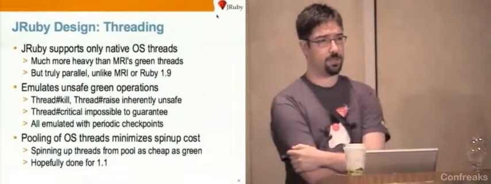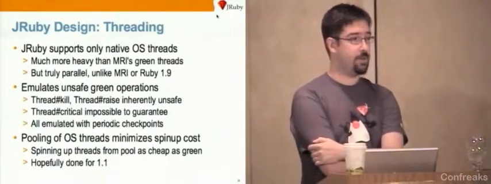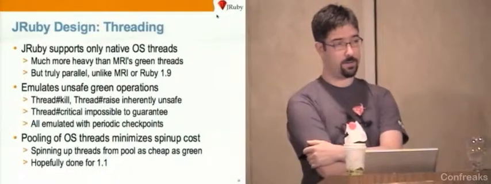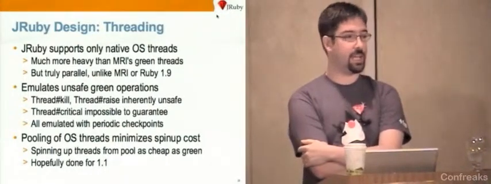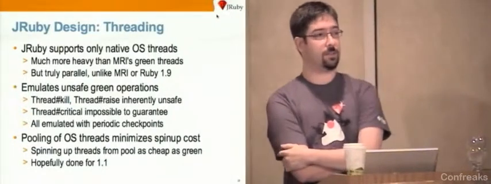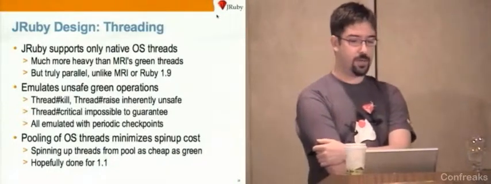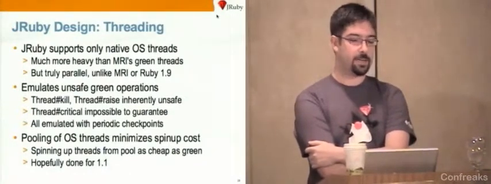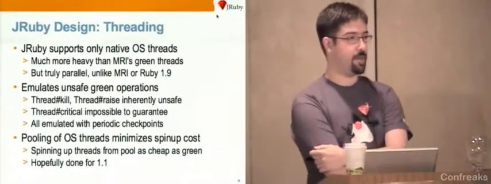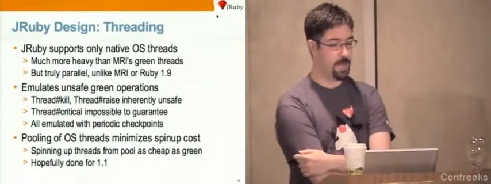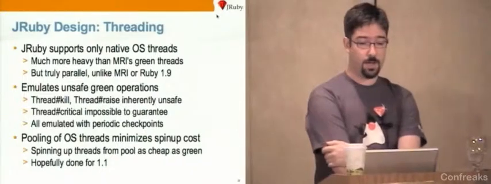We do also still emulate all of the unsafe thread operations. Like Thread#kill and Thread#raise, these are inherently and provably unsafe operations. We support them basically by checking in once in a while to see, am I dead? Am I dead yet? Am I dead yet? Adds a little bit of overhead, but at least it allows us to emulate the features. We also implement critical a similar way. Again, critical is impossible to guarantee in any sort of real threading environment. Another unsafe operation that we just kind of emulate as best we can. And these are unsafe in regular Ruby as well, just in case you didn't realize that.